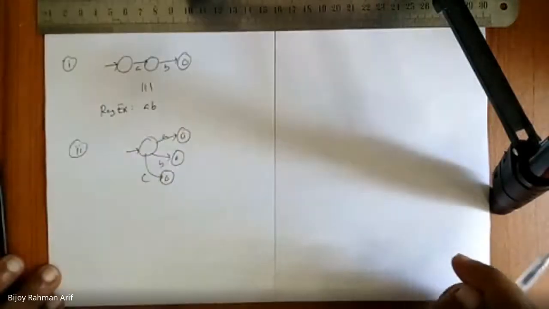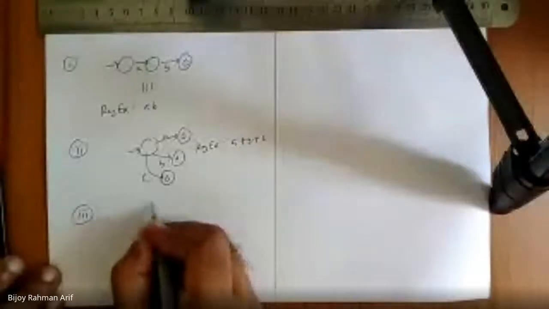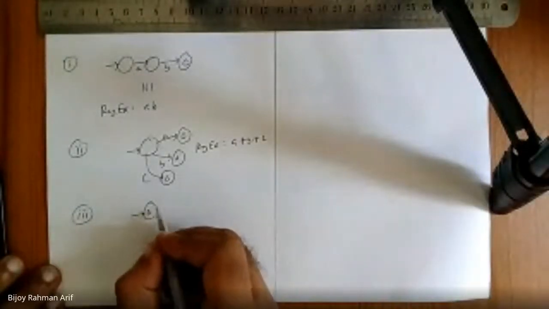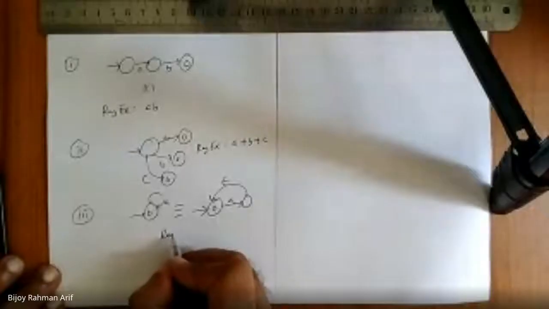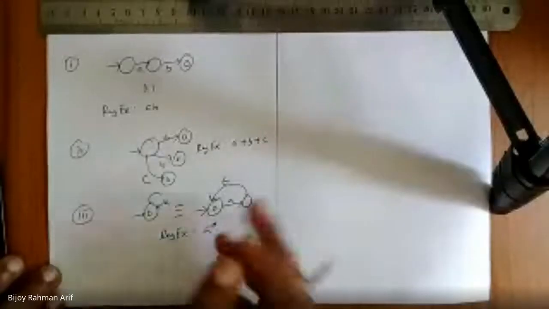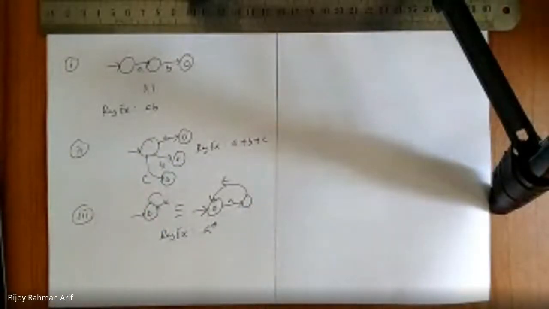And how about the regex for this? Actually, sir, A union B union C. Good. And how about the regex for this? A, sir. Yes. Good. Remember these three. We are applying these three again and again. Now let's start an example.